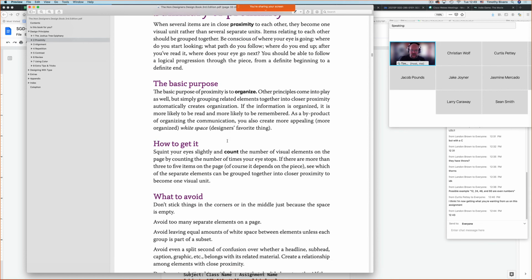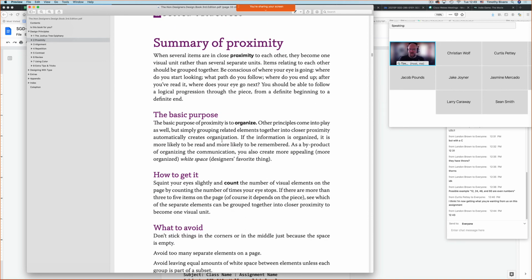So the summaries I usually do kind of read. When several items are in close proximity to each other, they become one visual unit rather than several separate units. Items relating to each other should be grouped together. Be conscious of where your eye is going. Where do you start looking? What path do you follow? Where do you end up? After you've read it, where does your eye go next? You should be able to follow a logical progression through the piece from a definite beginning to a definite end.